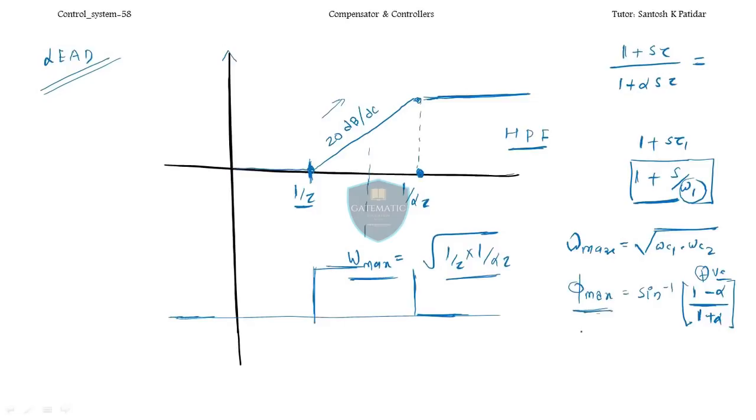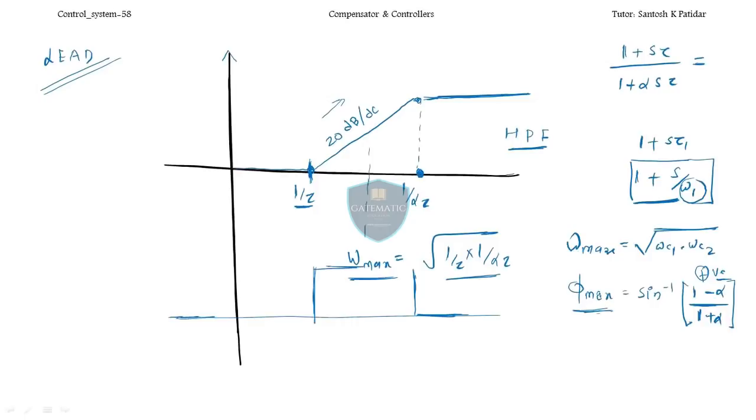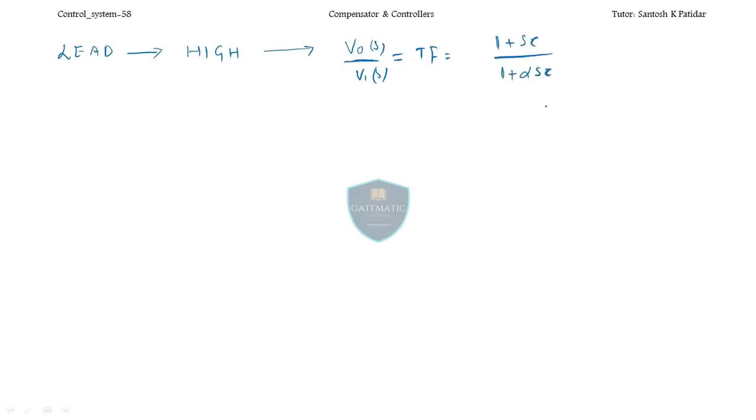Okay friends, for the lead compensator, how many things do you have to remember? For the lead compensator, you need to remember this is working as a high pass filter. The transfer function for the lead compensator is given by 1 plus s tau divided by 1 plus alpha s tau, where the optimum value of alpha is 0.1.